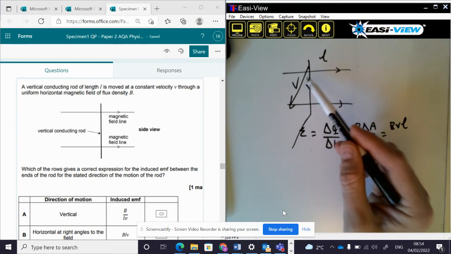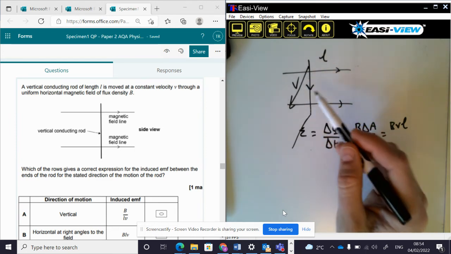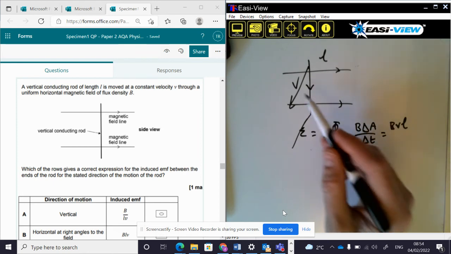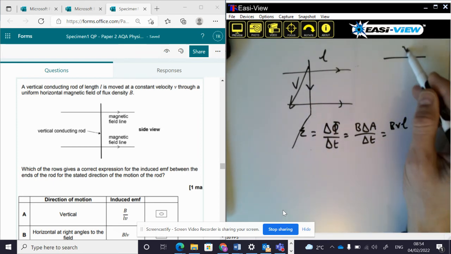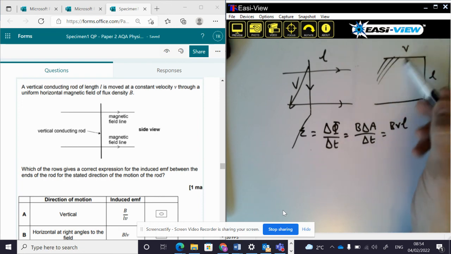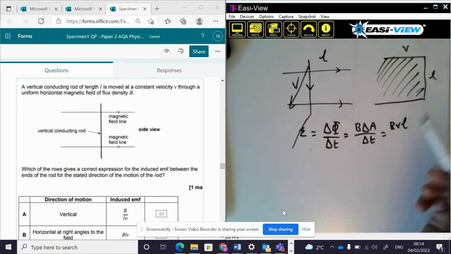it sweeps out an area every second. If it goes through V in 1 second, it's gone a distance of V in this direction, and it's swept out a side length of L times V. So that's the area swept out. So we end up with the EMF being equal to BLV or BVL.